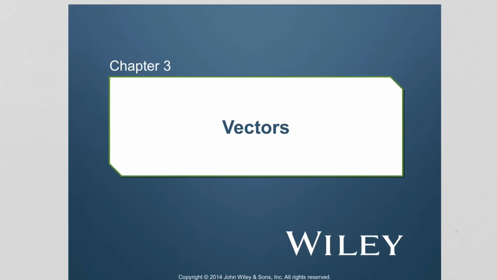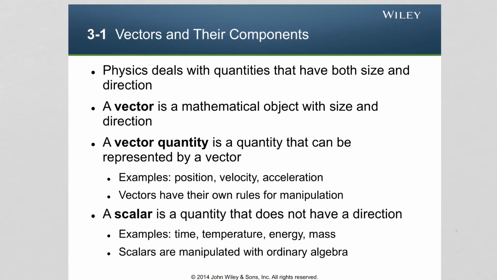The subject of the lecture today is vectors. Physics deals with quantities that have both size and direction. Those quantities are known as vector quantities. So a vector is a mathematical object with size and direction. A vector quantity is a quantity that can be represented by a vector.